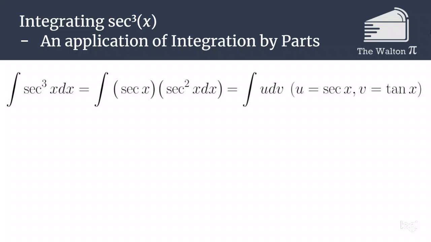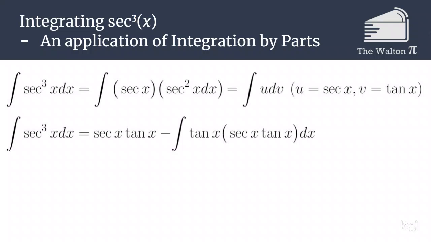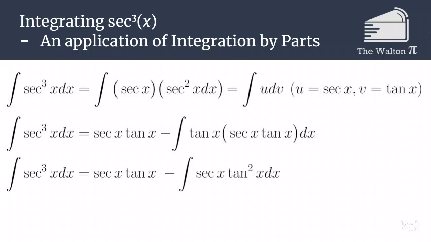By integration by parts, this is going to become uv, so secant x tangent x, minus the integral of v du. So v is tangent of x, du is secant x tangent x dx. That means we are left with the integral of secant cubed of x is secant x tangent x minus the integral of secant x tangent squared x.